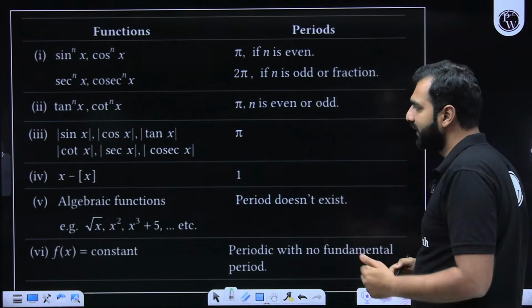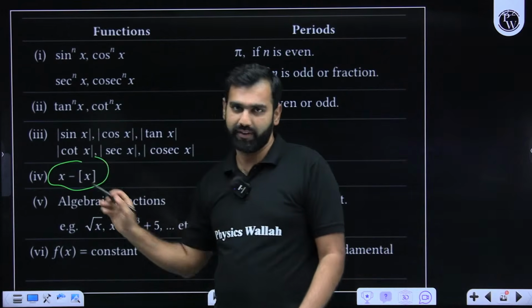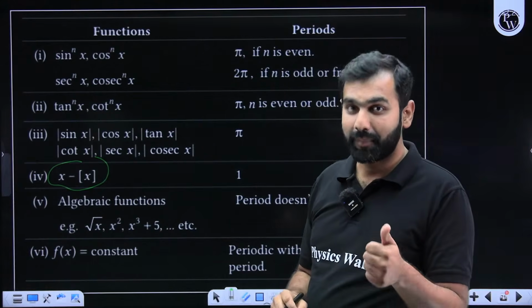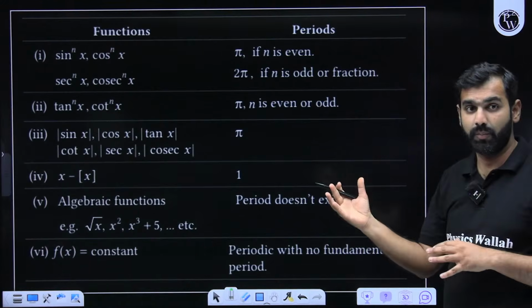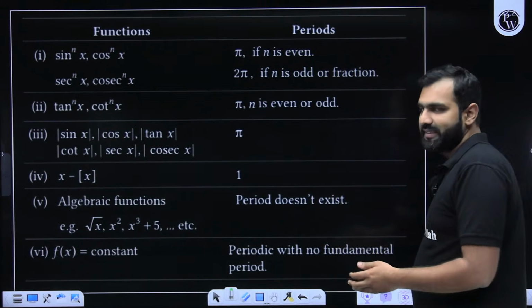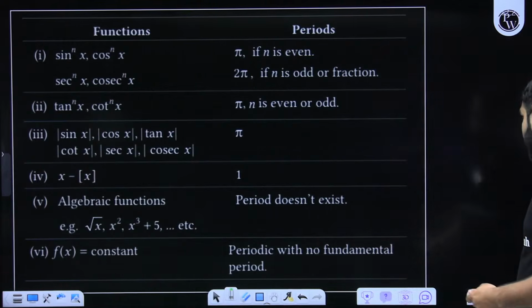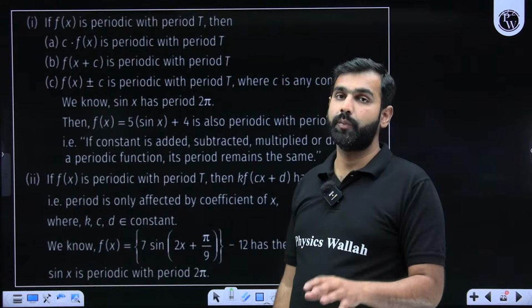The next part is algebraic functions. They are clearly not periodic. This x minus floor of x, we know this is the fractional part of x, and the fractional part of x is a periodic function with period 1. I hope you can visualize these graphs which I'm asking you to memorize. So here, f of x equal to a constant is also a periodic function, but it has no fundamental period.